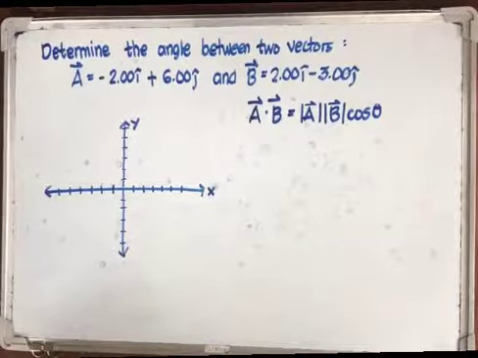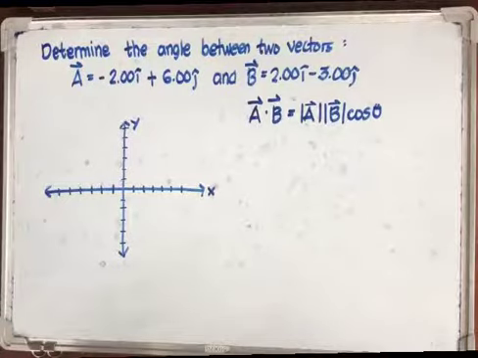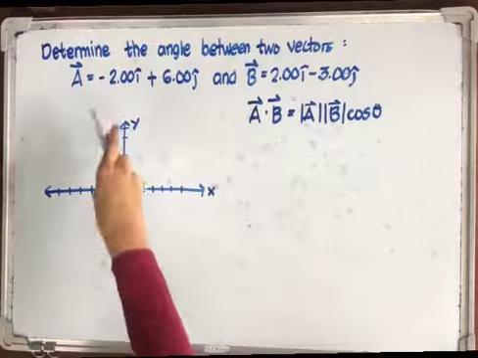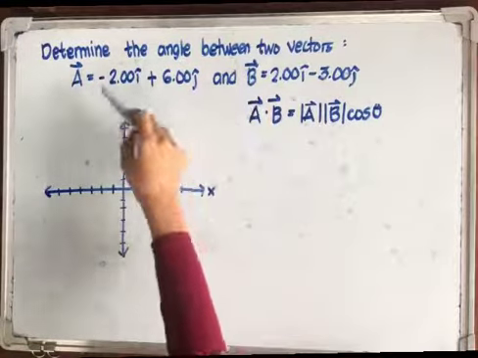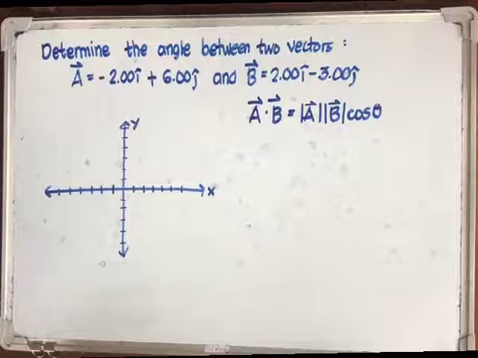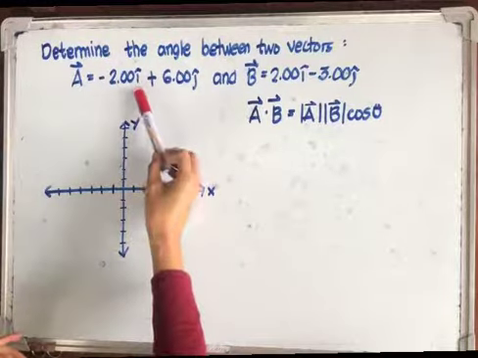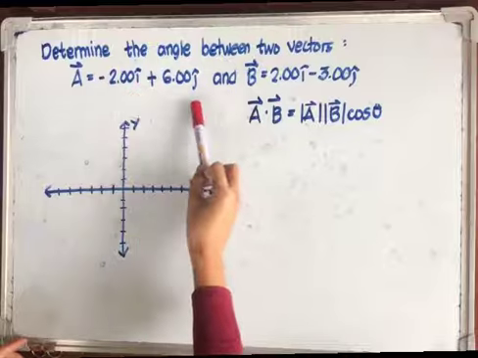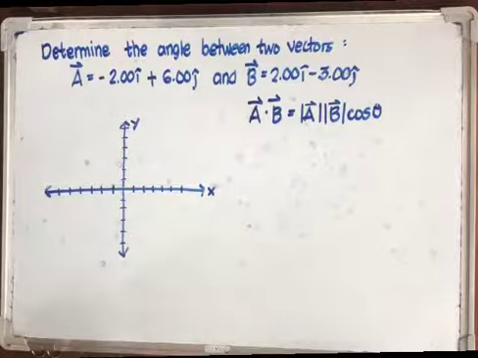Determine the angle between two vectors given vector A with components negative 2i hat plus 6j hat and vector B, 2i hat minus 3j hat. So if ang vector natin is given siya at this form, ibig sabihin nitong i and j, these are the component projections ng ating vectors. So i represents the component along the x-axis and j naman along our y-axis.